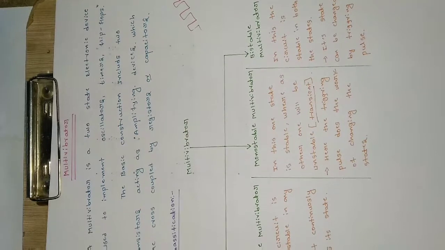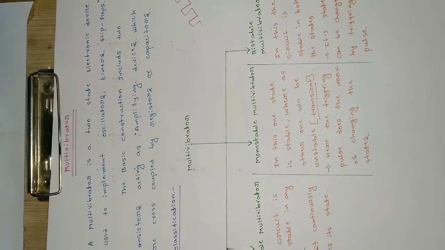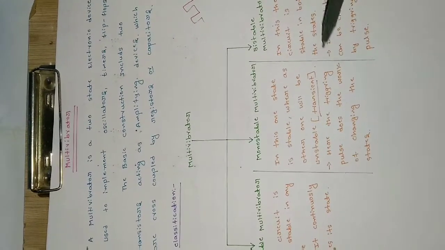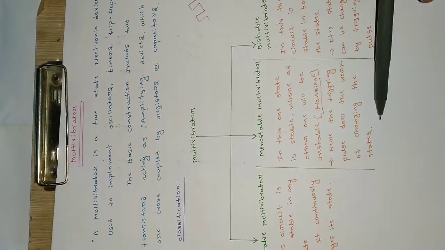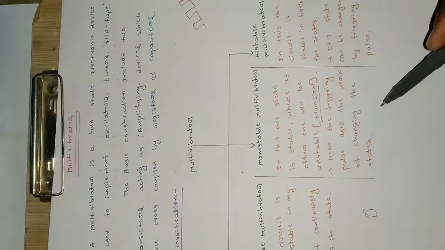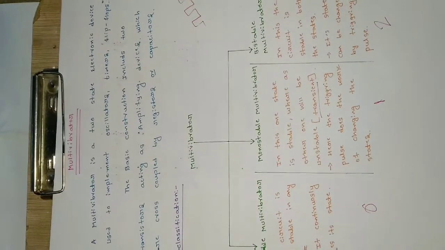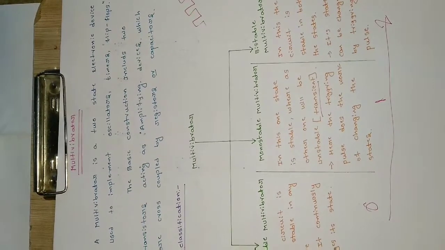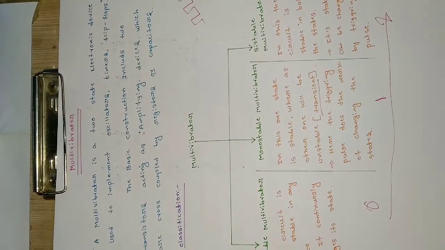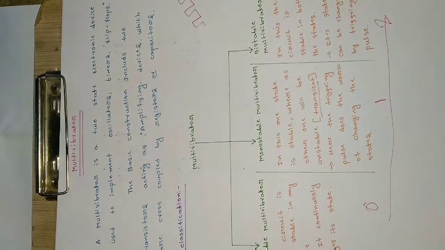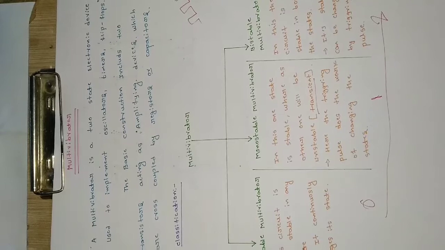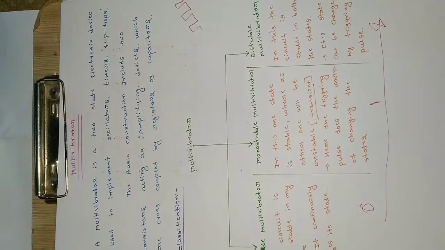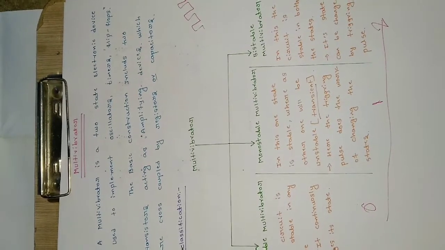The last one is bistable multivibrator. Bistable indicates two, so it has two stable states. Astable has no stable state, monostable has one stable state, and bistable has two stable states. This sequence you should remember. In the bistable, the circuit is stable in both the states, that is its state can be changed by triggering the pulse. Here the circuit is stable in both states, meaning it is stable in the high state as well as the low state. So it can remain in the high state as well as the low state.